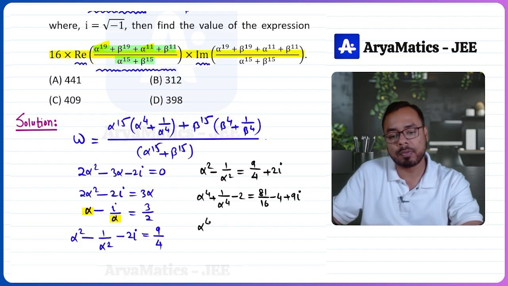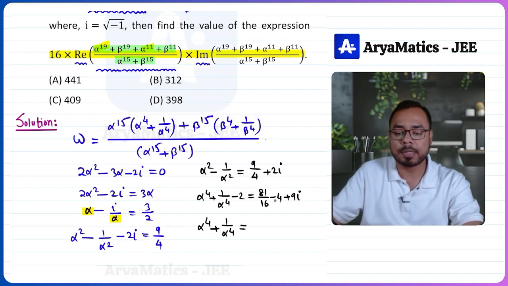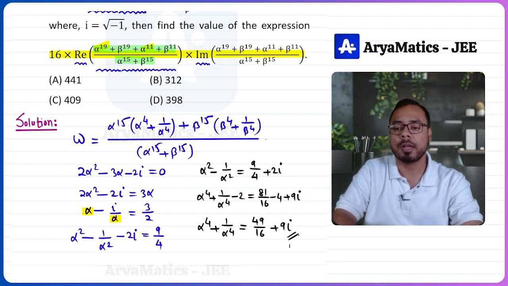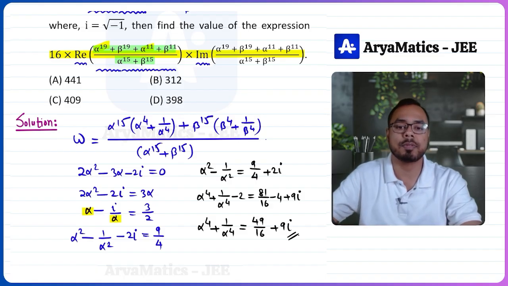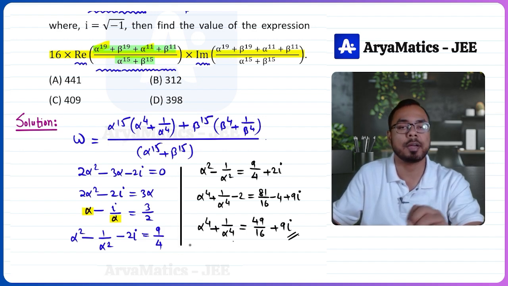So finally the value of alpha raised to 4 plus 1 by alpha raised to 4 will be 81 by 16 minus 2. So 81 minus 32, that will be 49 by 16 plus 9 iota. So this is the value of alpha raised to 4 plus 1 by alpha raised to 4. Now remember, beta is also the root of the same equation. So beta raised to 4 plus 1 by beta raised to 4 will also have the same value.